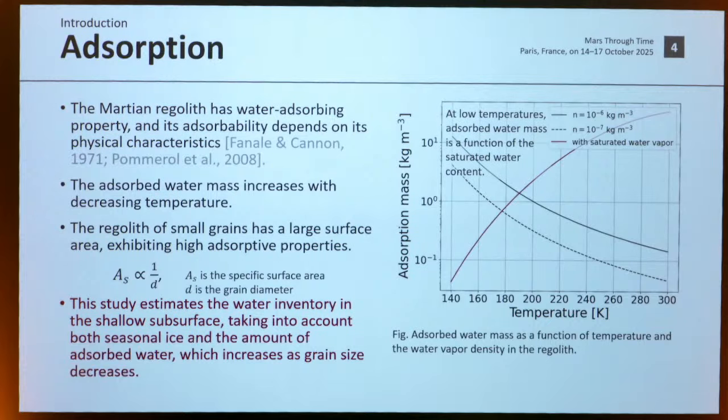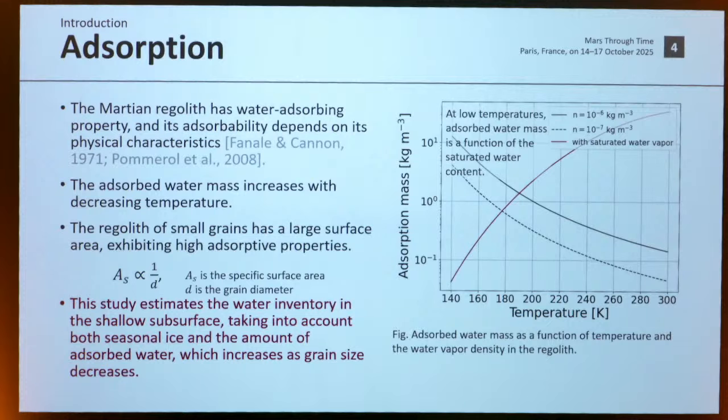Next, as a reminder, I would like to explain a bit about adsorption. The Martian regolith has water adsorbing properties, and its adsorbability depends on its physical characteristics. On the right, we have a figure showing adsorbed water mass as a function of temperature and the water vapor density in the regolith. Clearly, we can see that the adsorbed water mass increases with decreasing temperature.